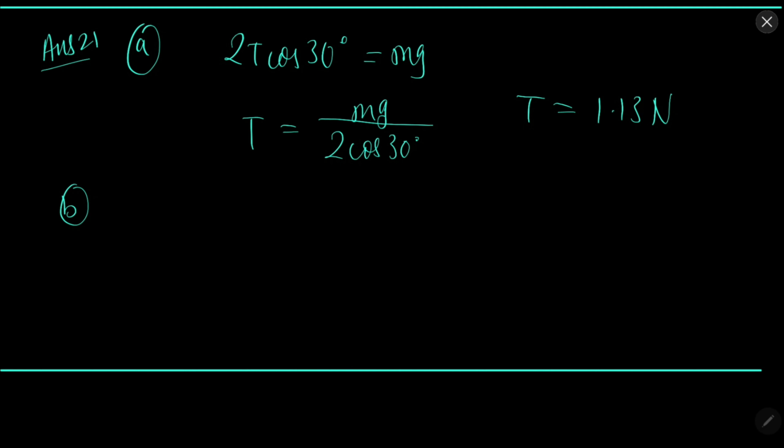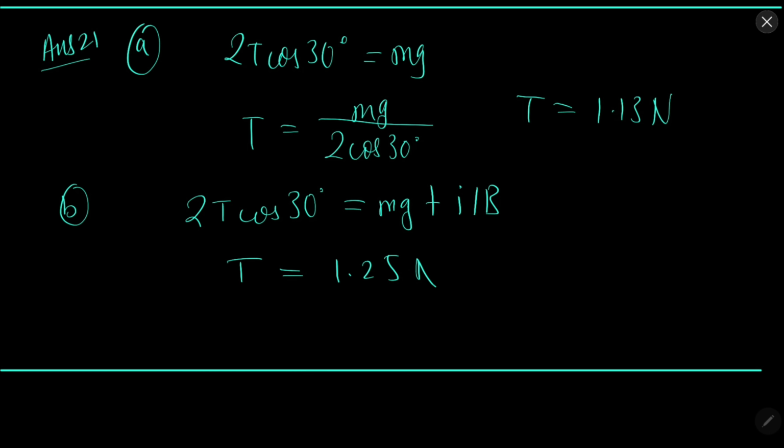B part. So here we will have 2T cos 30 degree equals mg plus ILB. So when we solve this, we will get tension to be 1.25 newton.